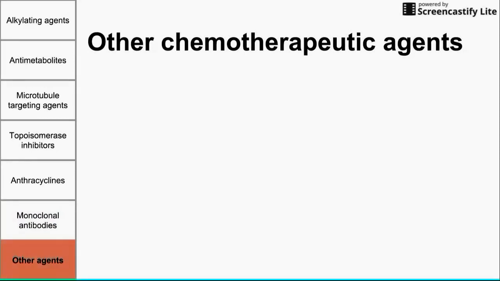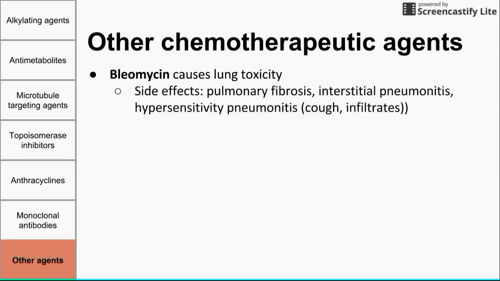And finally, we're going to have a short list of other chemotherapeutic agents. Bleomycin is worth noting because it causes lung toxicity, just like the ones related to mustard gas that we talked about earlier, the nitrosoureas. Bleomycin also causes lung toxicity. Side effects of this lung toxicity include pulmonary fibrosis, interstitial pneumonitis, and hypersensitivity pneumonitis, which includes cough or having infiltrates in the lungs.